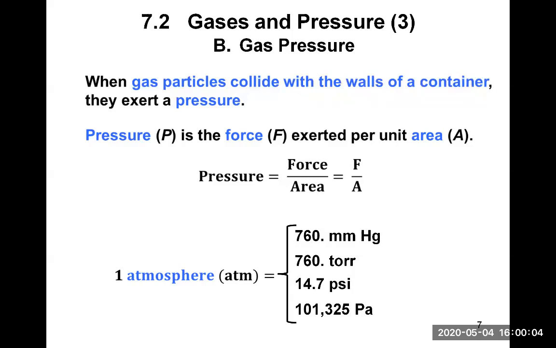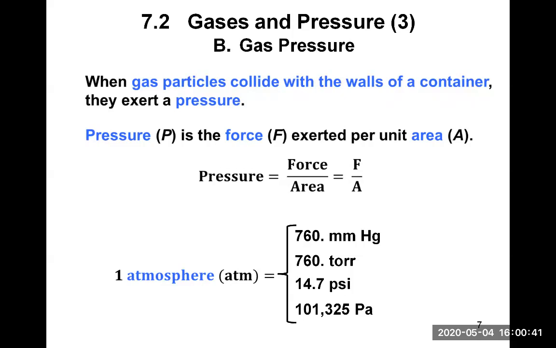Torr is a unit that comes from the Italian scientist Torricelli, who actually found out about the millimeters of mercury. 1 atmosphere is also equal to 14.7 psi. So psi is pounds per square inch. Pounds per square inch really shows you how pressure is a force per unit area, because the force is represented in pounds, and per square inch tells you the unit area.